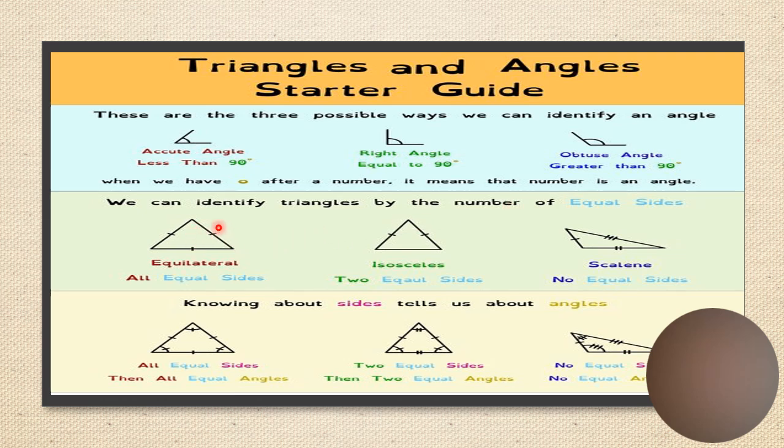In an equilateral triangle, all sides are equal and all angles are equal. Isosceles: two sides equal and the two angles facing those equal sides are equal. Scalene: nothing is equal, in terms of angles or sides. Like we said, if all sides are equal, then all angles are equal. If two sides are equal, the opposite angles facing those sides are equal, and scalene has no equal angles or sides.